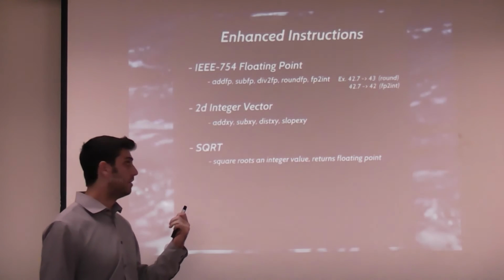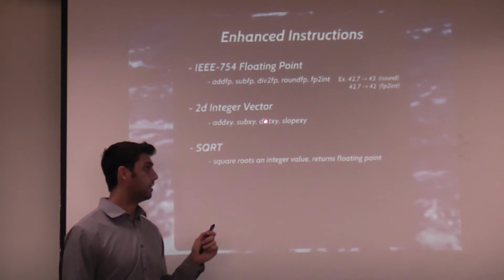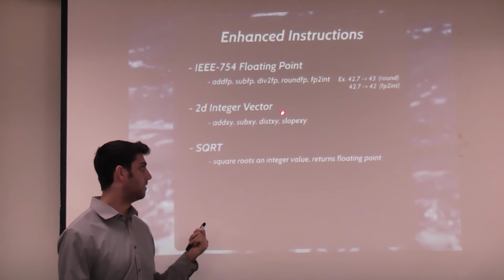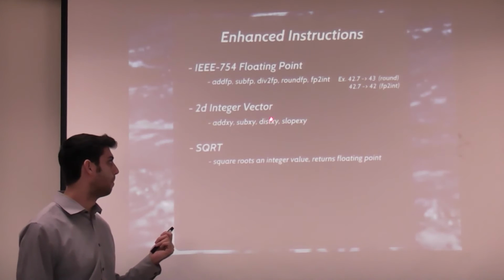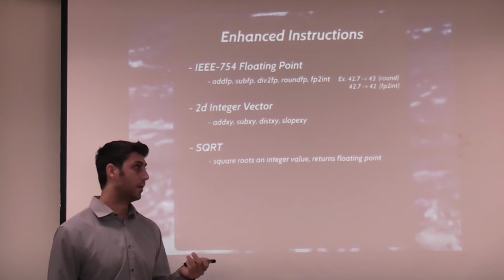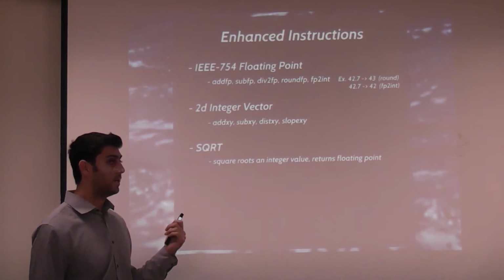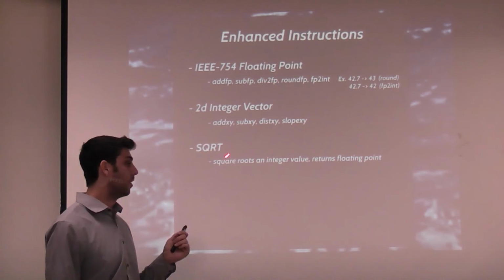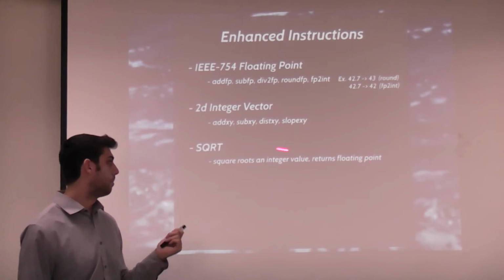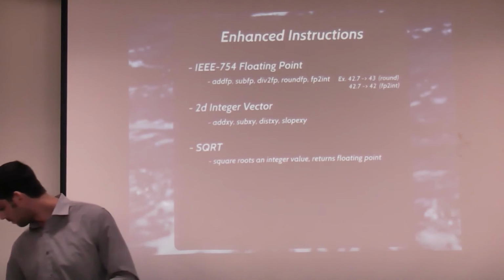As mentioned earlier, there's a 2D vector, integer vectors. So we can add these, subtract these. We can actually calculate the distance between them as if they are XY coordinates. That would be the Euclidean distance, just basically a straight line between them. And we also calculate the slope, so that would be the change in the second value relative to the change in the first value. And lastly, in terms of our enhanced instructions, we can perform a square root operation. Currently, we can only square root integer values, and we produce a floating point, but square rooting floating point values is not too far off.